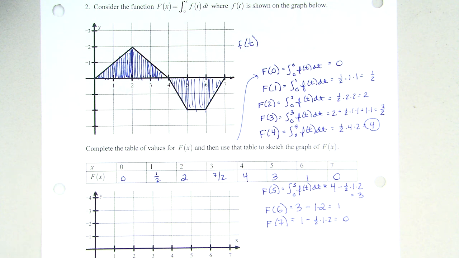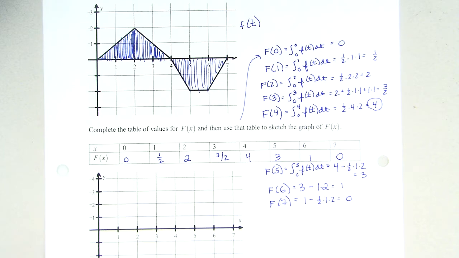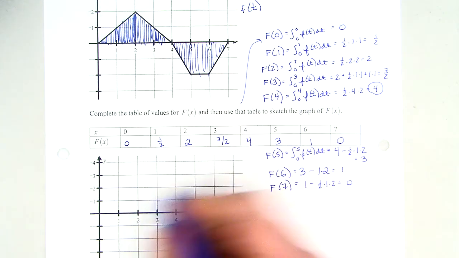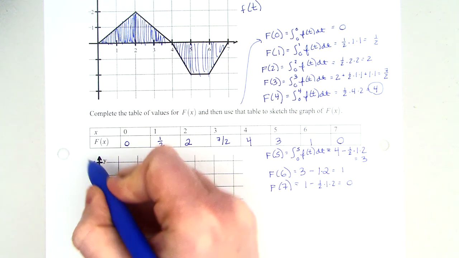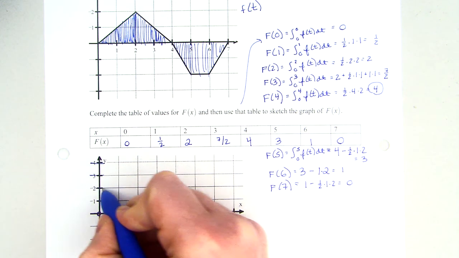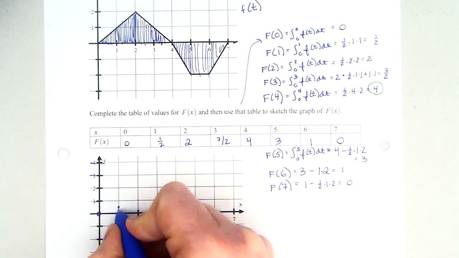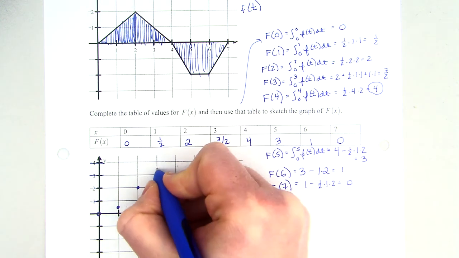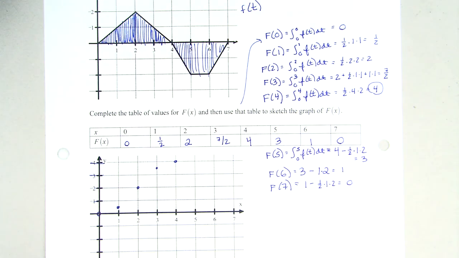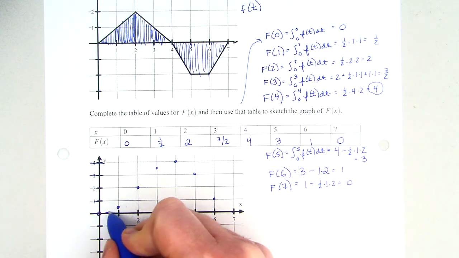I now ask you to graph f of x. So I'm going to plot those points that I just calculated. 0, 0, 1 comma 1/2. By the way, these are not negatives. That's just the grid line getting extended. Don't get confused by that. 1 comma 1/2, 2 comma 2, 3 comma 7/2, that's 3.5, 4 comma 4, 5 comma 3, 6 comma 1, 7 comma 0.